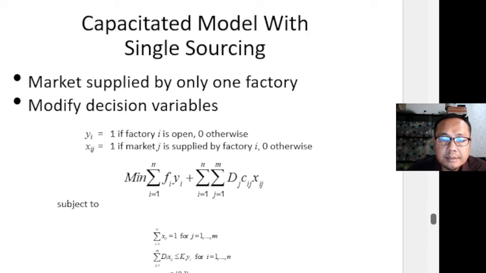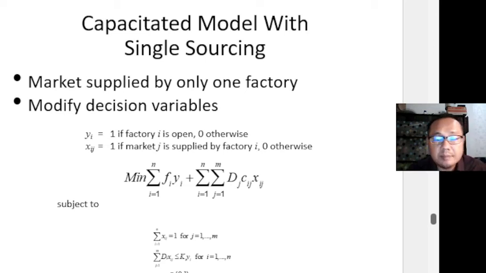In that case, the decision variables are redefined as you can see here: y_i equals 1 if factory i is open or 0 otherwise, and x_ij equals 1 if market j is supplied by factory i or 0 otherwise. The problem is formulated as the following integer program subject to the following equations. The constraint in the first equation and the last equation enforce that each market is supplied by exactly one factory.